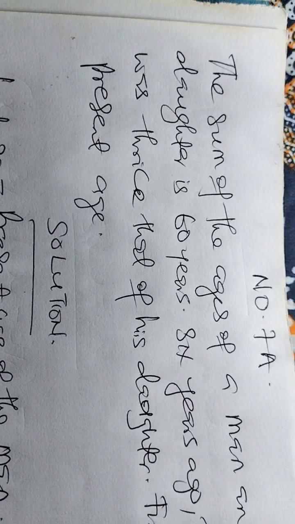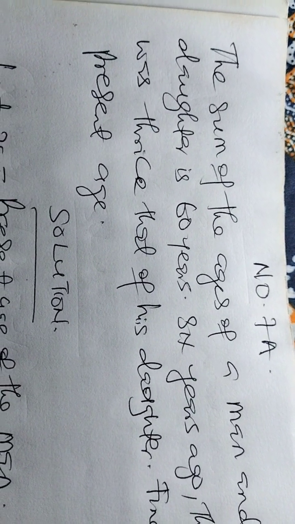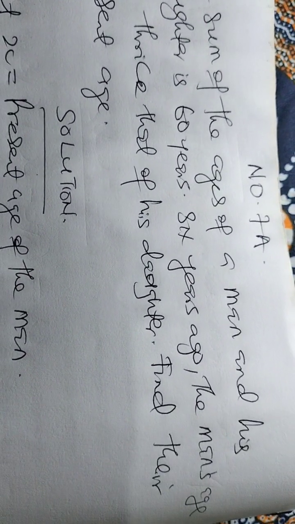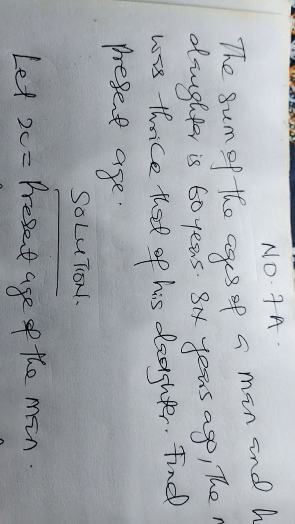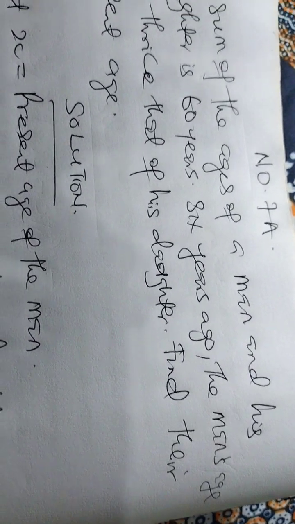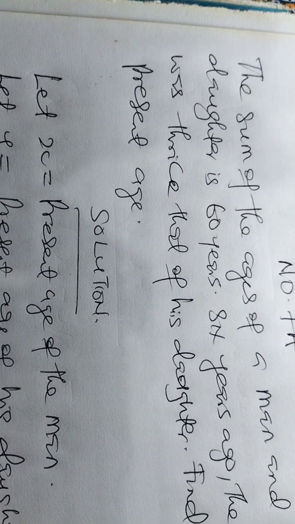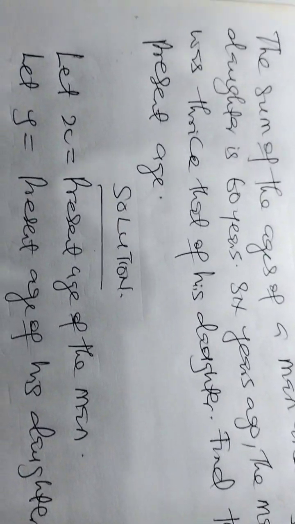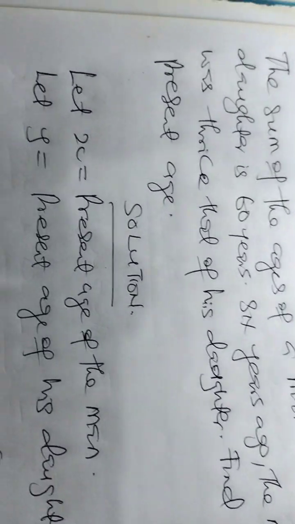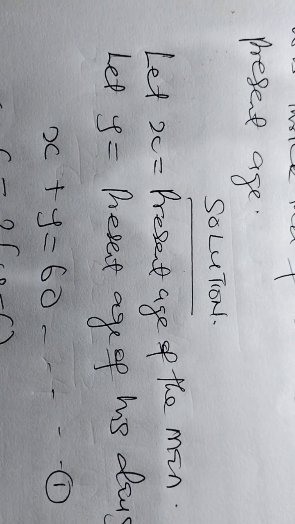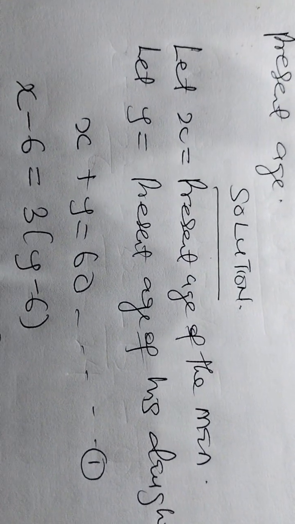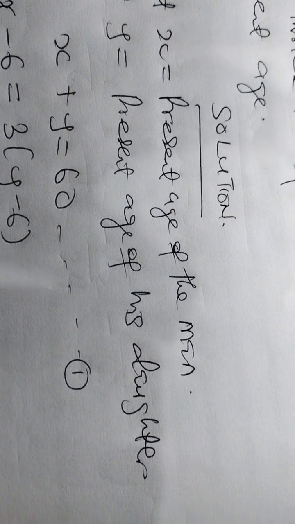So move on to number 7. 7a says the sum of the ages of a man and his daughter is 60 years. 6 years ago, the man's age was thrice that of his daughter. Find their present ages. Solution: let S be equal to the present age of the man. Let Y be equal to the present age of his daughter.